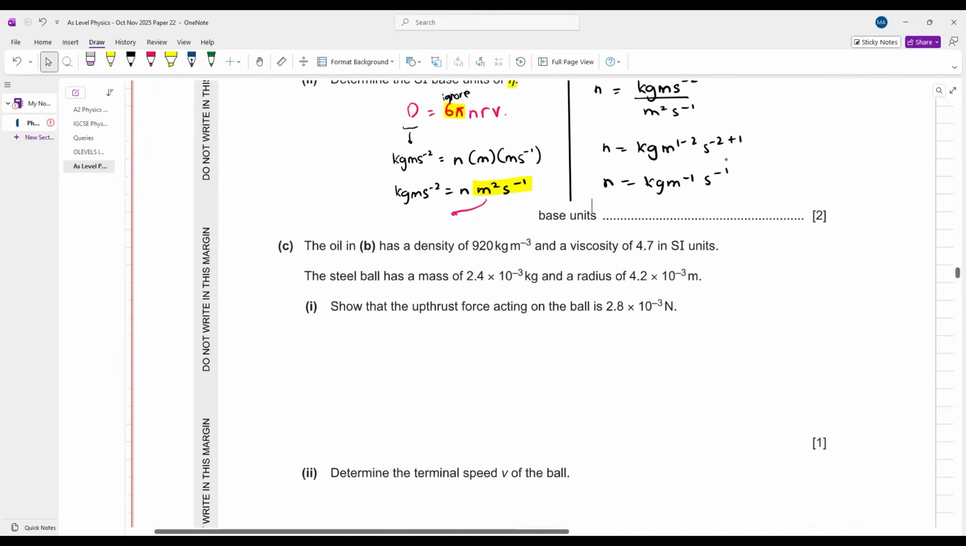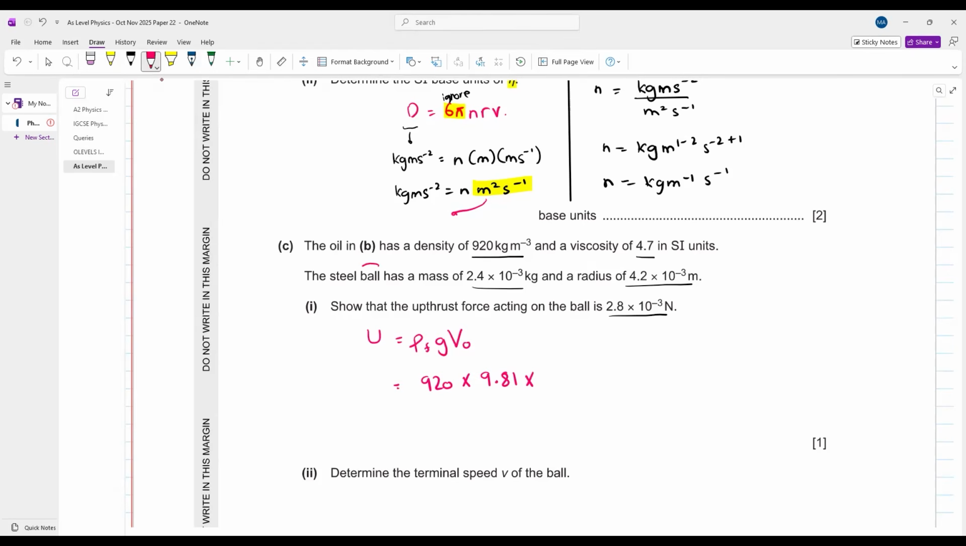आगे बढ़ते हैं. The oil has a density of this, viscosity of this. The steel ball has a mass of this. Okay, a radius of this. Perfect. Calculate or show that the upthrust acting on the ball is this. किस तरह show करेंगे? Do you remember the formula of upthrust? Upthrust is equal to the density of the fluid, gravitational field strength, volume of the object. What is the density of the fluid? 920. Gravitational field strength क्या है भाई? 9.81. Can you calculate the volume of the object?